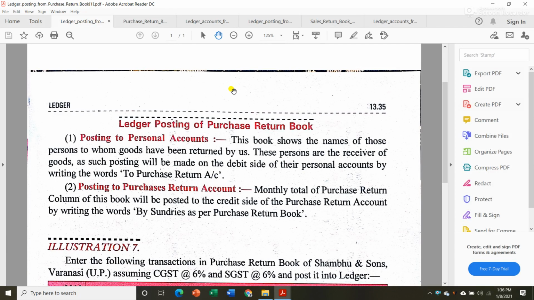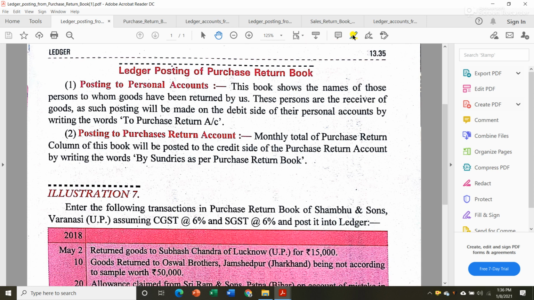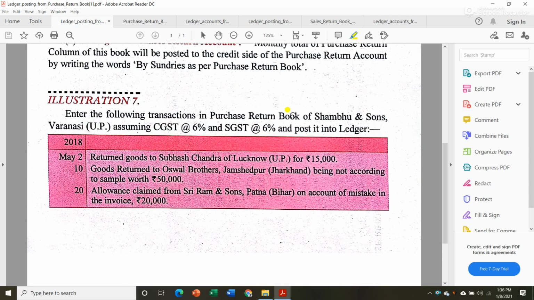Hello students, in this session we will see how to prepare purchase return book and how to prepare ledger from purchase return book and sales return book. In our previous session we have discussed how to prepare purchase book and sales book. Now the format will be a little bit same, okay? So let us see. You can read this theory part, but I'm going to go directly to the illustration.